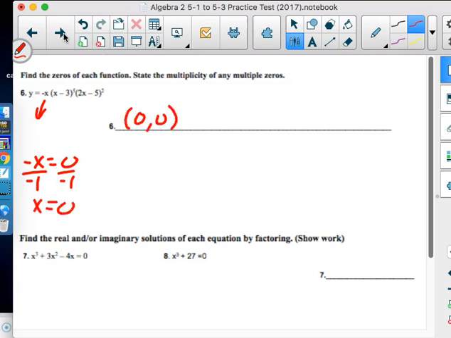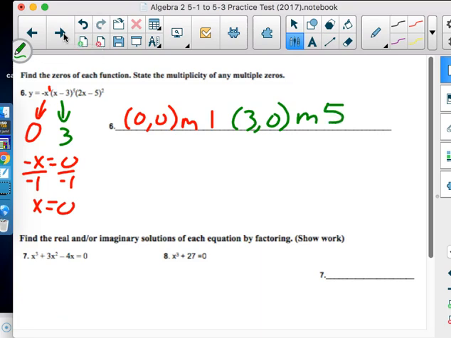So 0, 0, multiplicity of 1. This little power of 1 if it's not there. Now, technically, we talked about this too. We don't write multiplicity of 1 when it's only there once, but you might want to do that just so you don't forget to do it on the next two. x minus 3 to the 5th equals 0. What's our 0? So that'll be 3, 0. Multiplicity of 5. Power is 5.